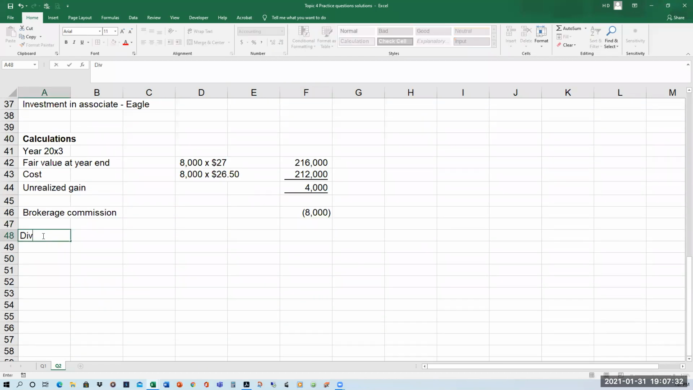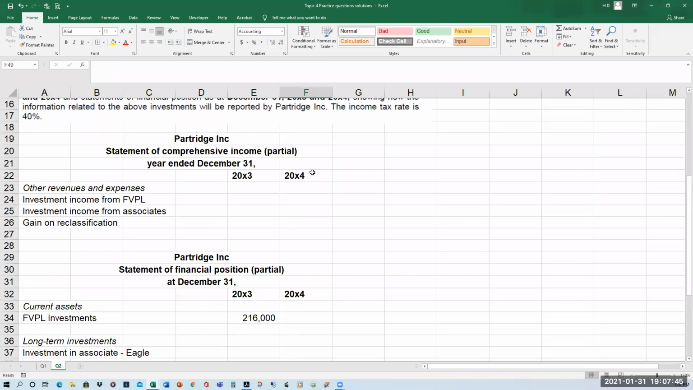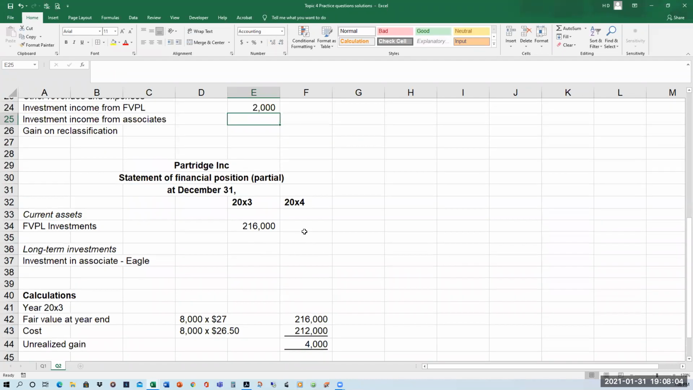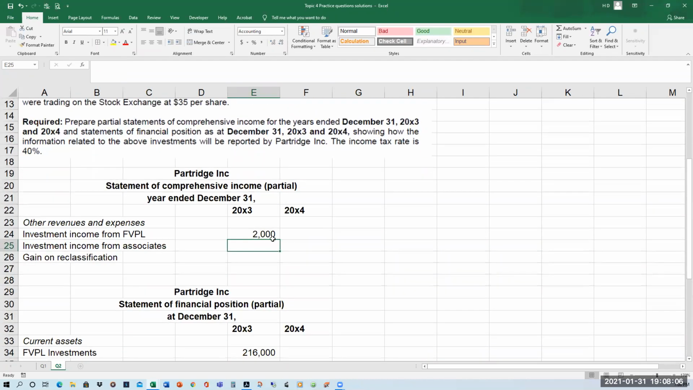Dividends, 8,000 shares, 75 cents per share. So all said and done, the investment income from fair value profit or loss investments was, for the year 2003, $4,000 of unrealized gain, take away $8,000 of the brokerage commission, and then add $6,000 for the dividends, we get a total of $2,000 investment income from fair value profit or loss.